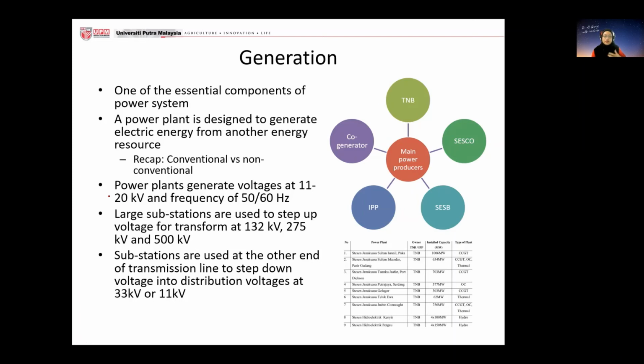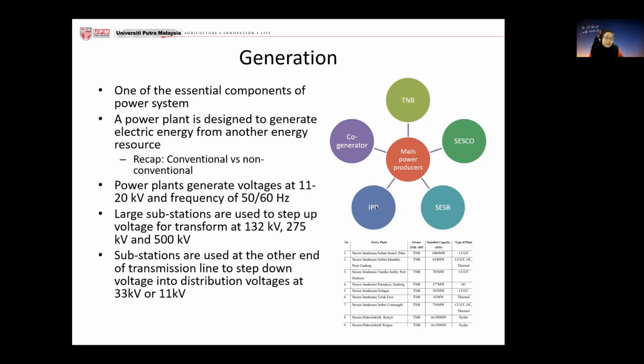Then you have your large substation, which is used to step up the voltage, and another substation at the other end to step down the voltage. It depends on what the demands are and who the consumers are at the other end. So basically, the main power producers in Malaysia are TNB, SESB, and SESCO. SESCO is Sabah, and SESB is Sarawak.